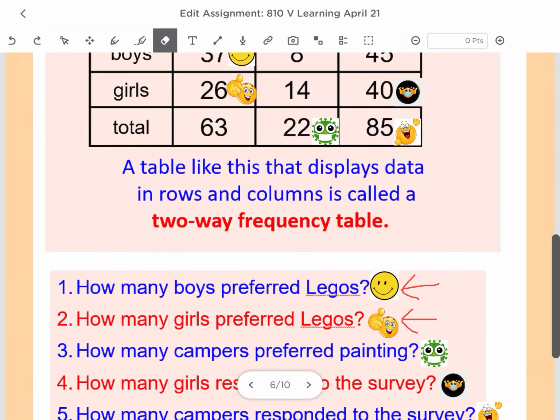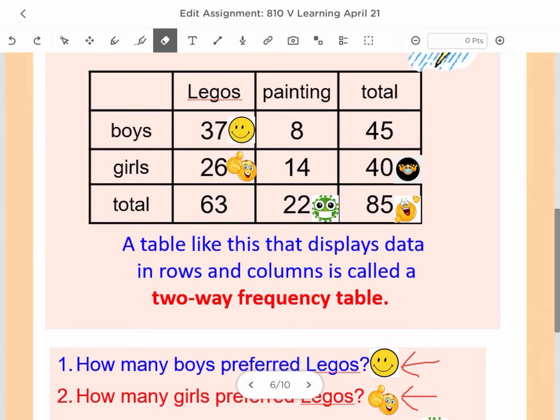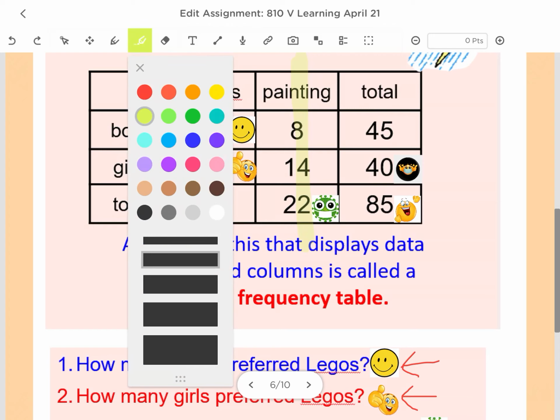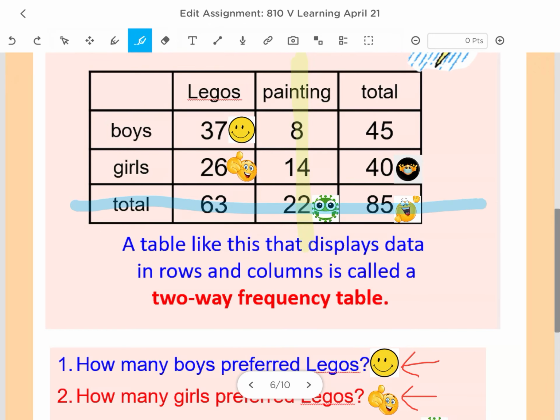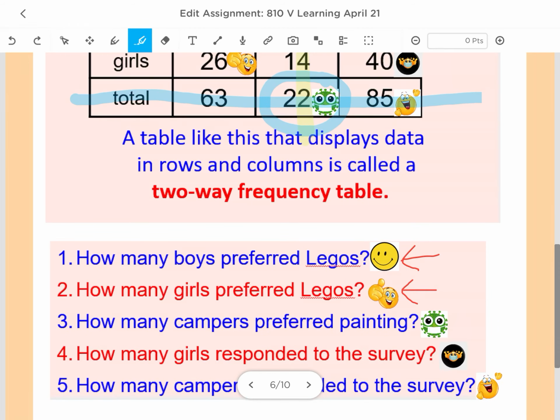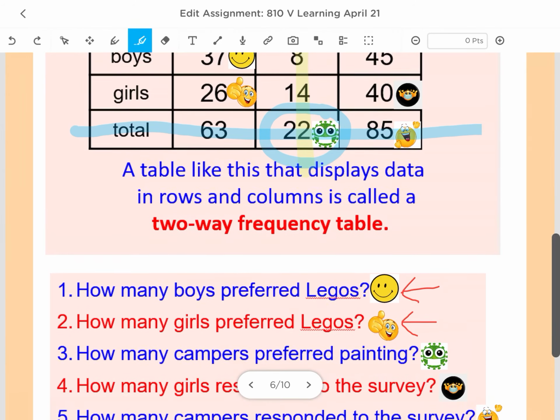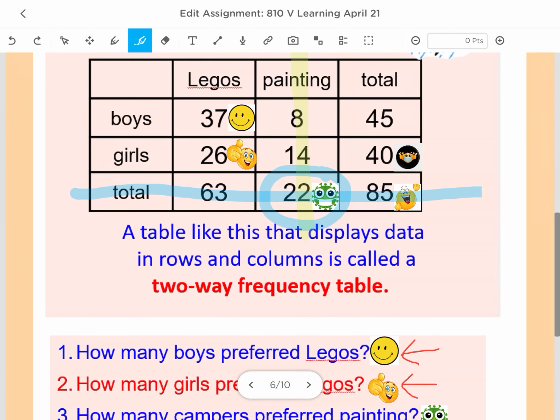The next question asks us how many campers preferred painting. So we're going to look at the painting column, which is right here. And since I'm looking at how many campers, I'm not looking at boys or girls specifically, but I'm looking at the total number. So I'm going to look down here. So then where those meet is right here, the 22. So there's 22 campers. That's the little green glob emoji. So there's 22 people that preferred painting.